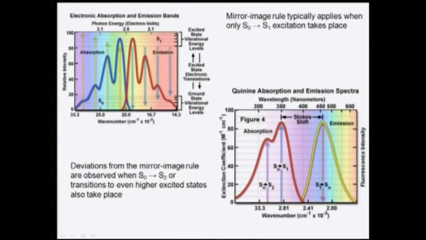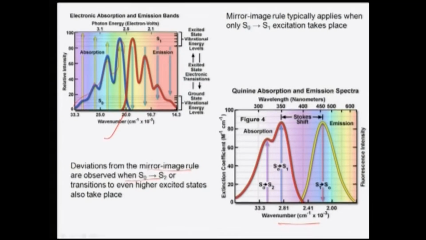Again, to show you how the mirror image principle can be applied, as you can see here, the mirror image rule typically applies when there is an S0 to S1 transition taking place. This is the excitation and this is the emission, absorption and emission, similarly here also. Deviation from the mirror image rule can also be observed, very rarely actually, when S0 to S2 or transition to even higher excited states takes place. This is one such case shown here, where there is deviation, but normally we see this kind of picture in most of the cases.